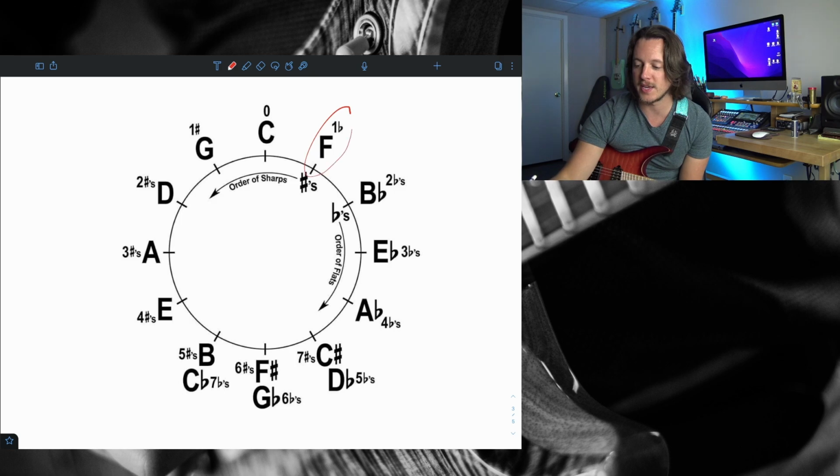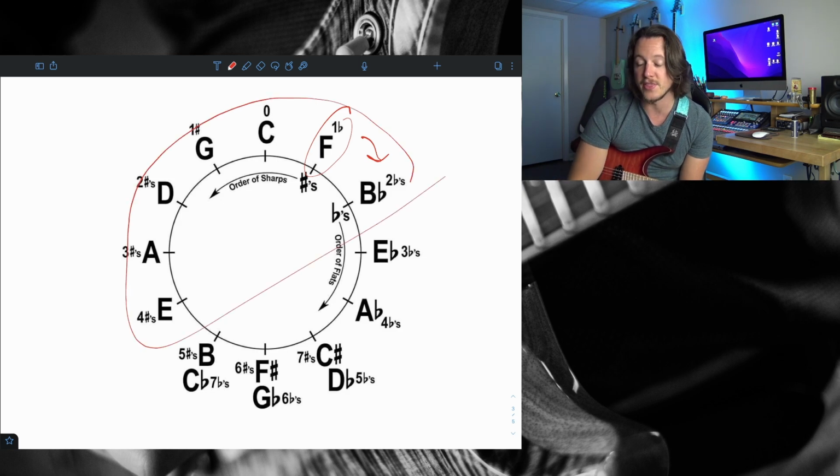Let's try another one on the flat side of things. Let's try F. So again, one click over on our circle of fourths, and then it's those 7 letters. 1, 2, 3, 4, 5, 6, and 7. And there is our key: F, G, A, B flat, C, D, and then E.